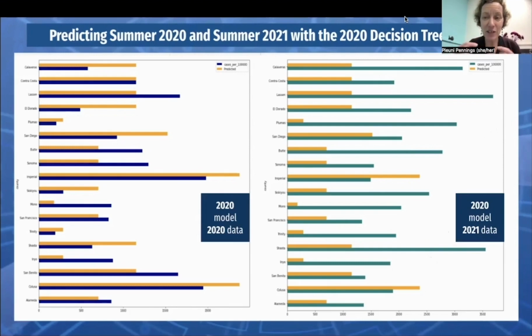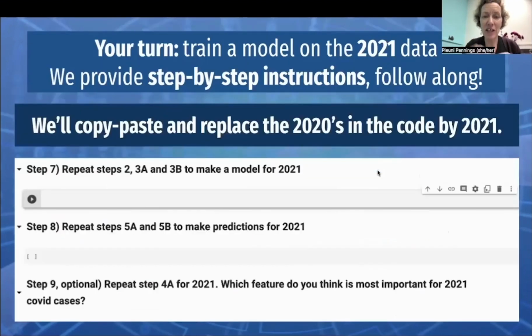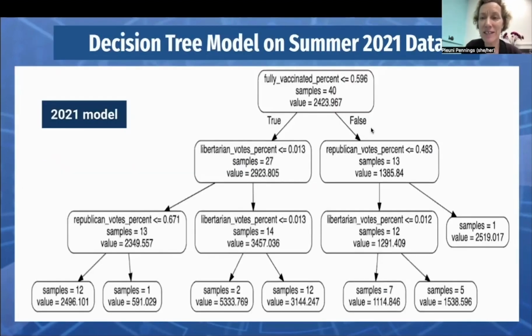So what you'll do in the next video with Florentine is redo some of the code to train a model for 2021 as well. She'll go through the notebook and copy paste code that Lucy has made, but change it so that it works for 2021 to create a new decision tree for 2021. And what you'll find is that the root node, the most important piece of information that the decision tree uses, is how many people were fully vaccinated by the summer of 2021.